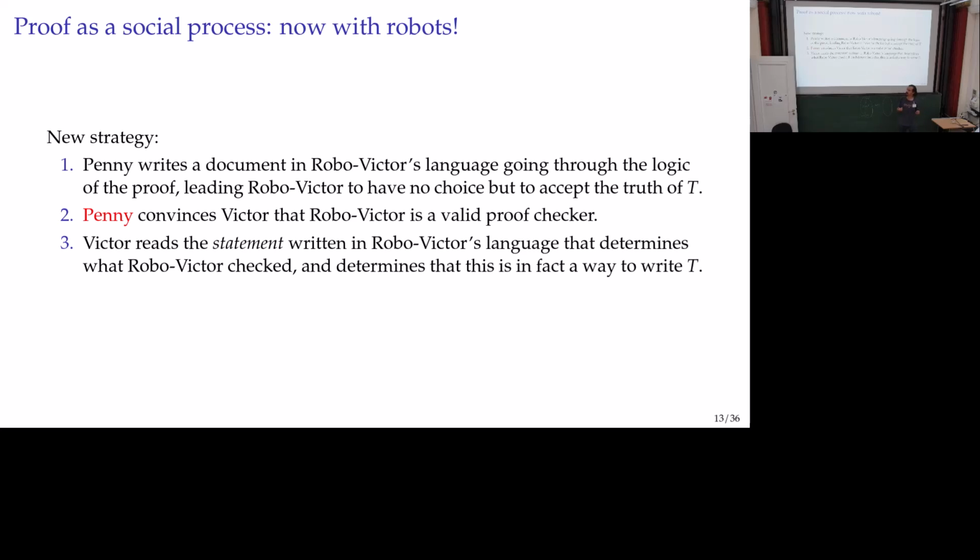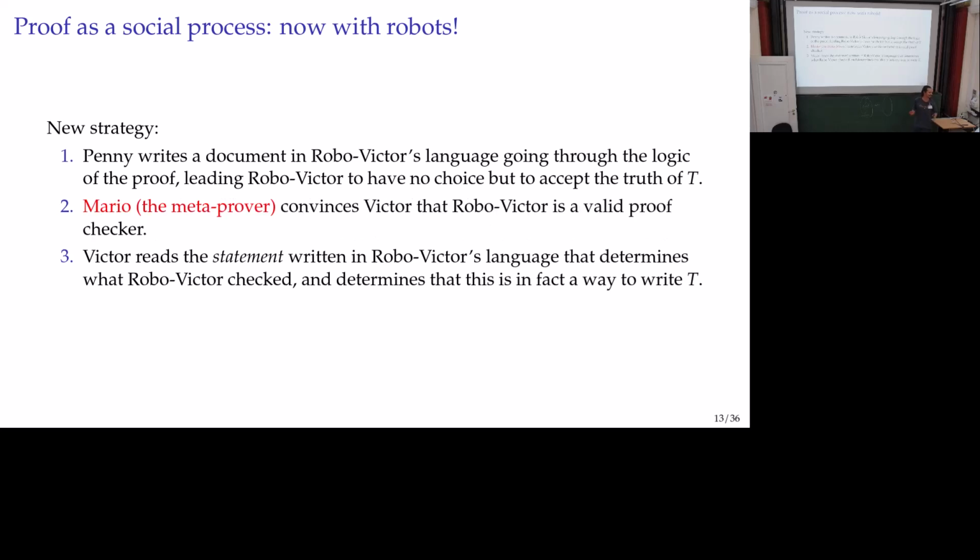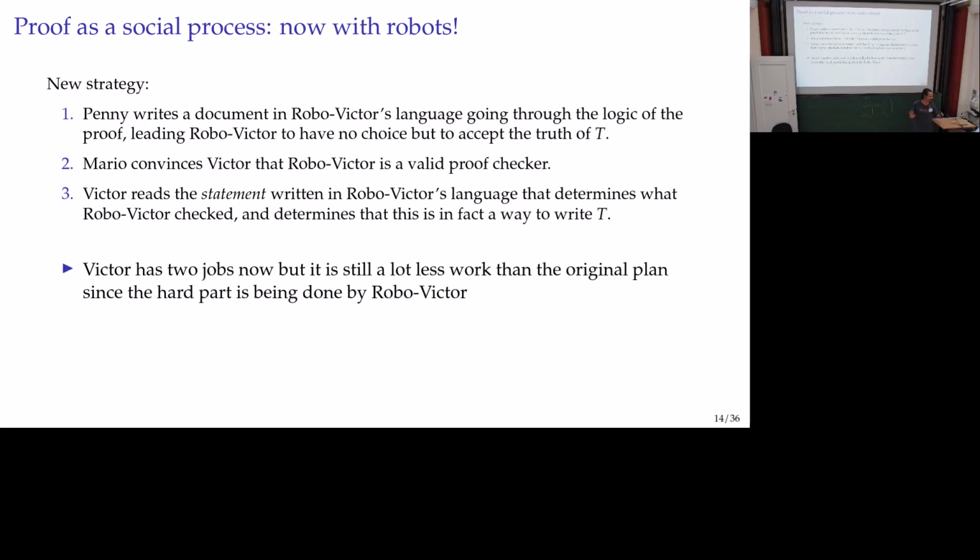And so maybe we don't actually need Penny to do this job. Instead, maybe we'll have Mario the meta prover, who convinces Victor that RoboVictor is a valid proof checker. So, okay, now we have a new strategy. Penny writes this document. Mario convinces Victor that RoboVictor is a valid proof checker. And again, Victor reads the statement. Now, Victor has 2 jobs now. One is to read the statement, and one is to be convinced here in step 2. But it's still a lot less work than the original plan, because actually the big proof part, the thousands of pages, that's all in step 1. So in some sense, the hard part is now being done by RoboVictor.